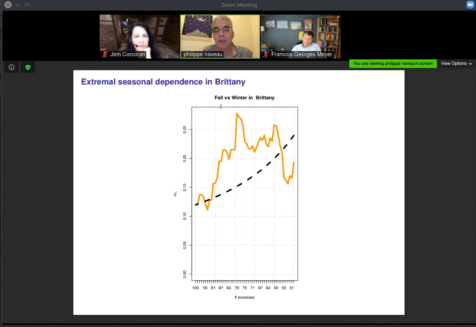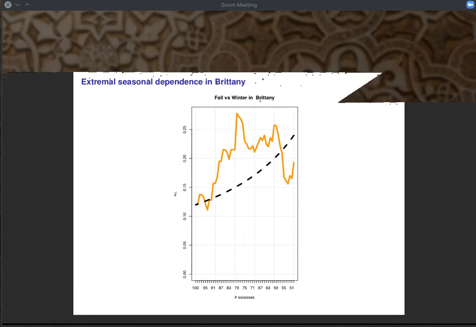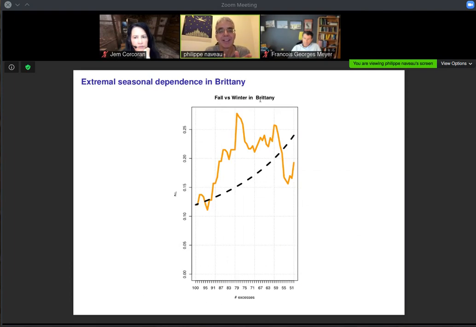If I compare the fall and winter in Brittany, so when I say I compare the extreme behavior between two seasons, my question is, is the extreme rainfall in the fall different from the extreme rainfall in winter in terms of the dependence structure? And here you can see, when I change the number of exceedances, as these become more and more extreme going from the left to the right, at least in this case, it looks like there's a difference.